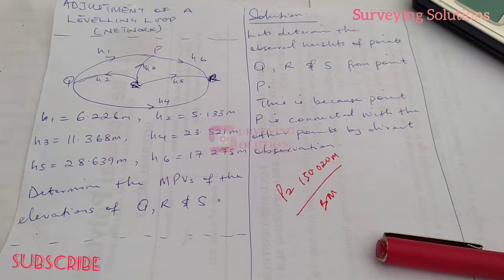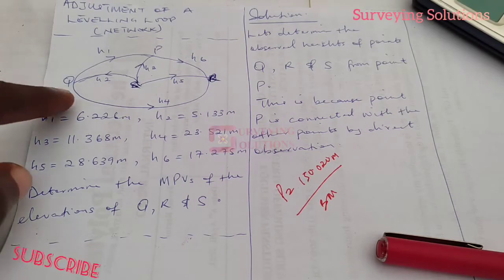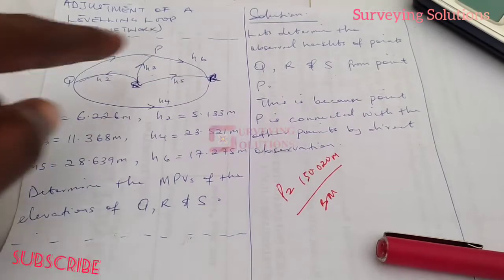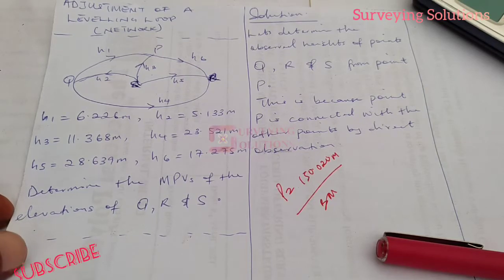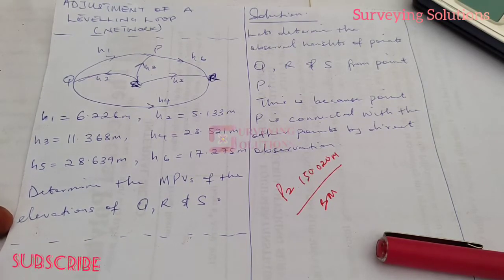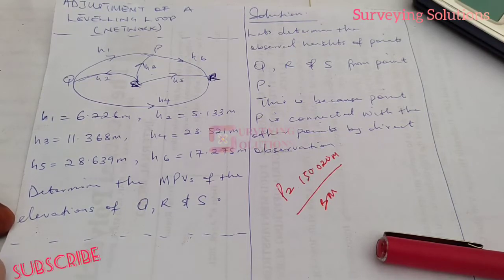So the first thing now is that since in the question we were not given the observed heights of these new points, we are going to use our change in elevation to determine the observed heights of those new points. With those observed heights, we can form some other matrix subsequently in the video. Are we together? Good. So now from the notes there, we say let's determine the observed height of points Q, R and S from point P. Good. Why are we saying we are trying to determine the observed height of Q, R and S from point P?